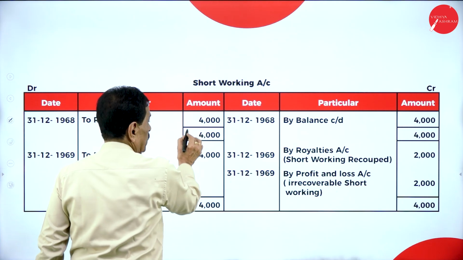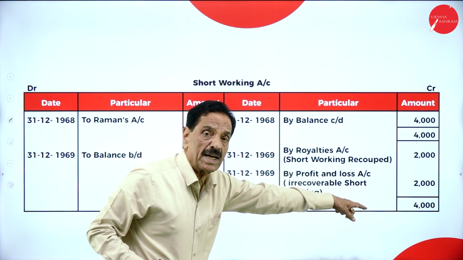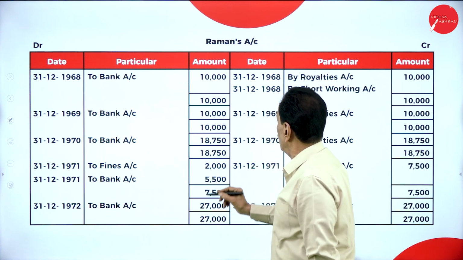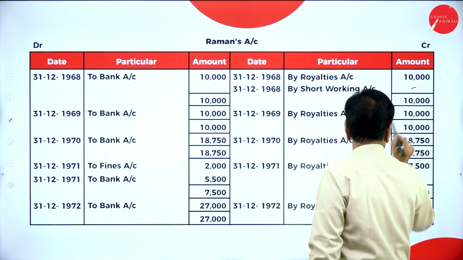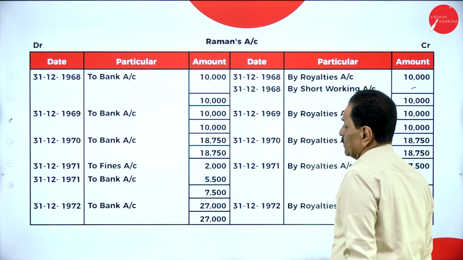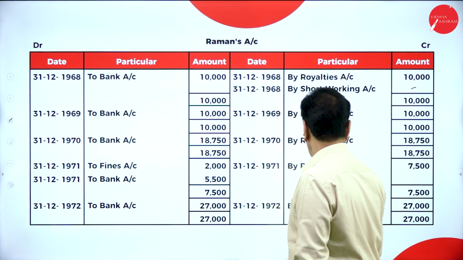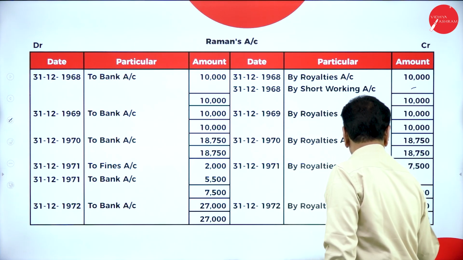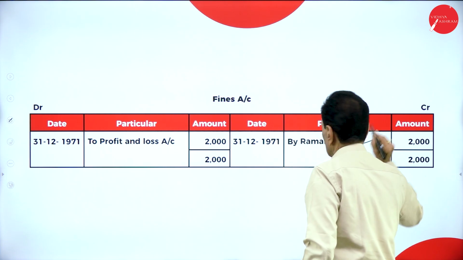Short working: to Raman 4,000, by balance carried down 4,000. How much recovered? 2,000. How much could not be recovered? Another 2,000 rupees. Now, Raman account debit, to bank account 10,000. What is this? Royalty 10,000. To bank account 10,000 by royalty 10,000. To bank account 18,750 by royalty 18,750. To fine account 2,000. To bank account 5,500 by royalty 7,500. To bank account 27,000 by royalty 27,000. Fine account debit to penal account 2,000 by Raman account 2,000.